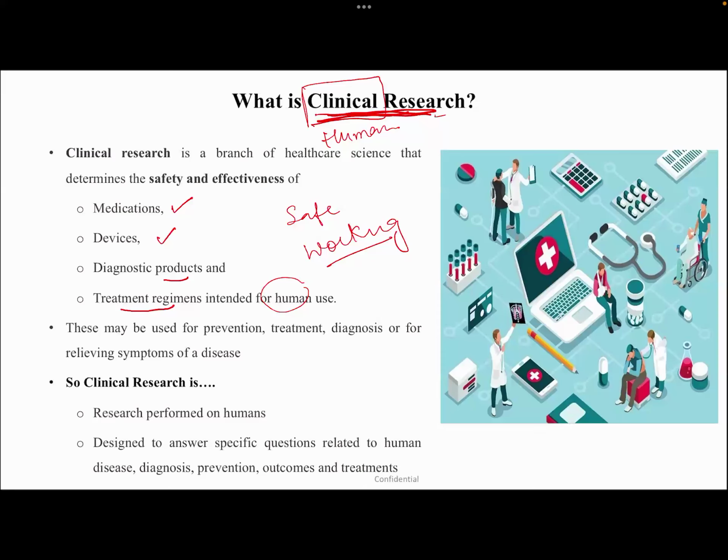But finding these things safe and working is not that easy. A lot of effort goes in. Clinical research is research performed on humans, very simple, designed to answer specific questions related to human disease, diagnosis, prevention, outcome, and treatment. Although this seems complex, it is not. Suppose you are giving some drug to a person, you need to see, is it performing the action? That's very fundamental. Second, it's not causing any harm.